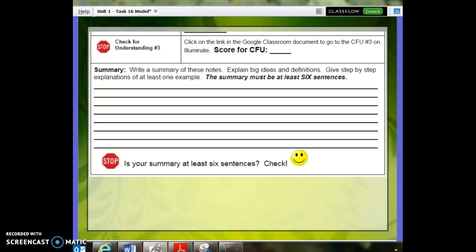Then you need to write a summary of the notes. You can choose to write a summary of all 3 sections, or you can just write a summary of section 3. But what you do need to include is an explanation of big ideas and definitions, and give step-by-step explanations for at least one example. The summary must be at least 6 sentences.